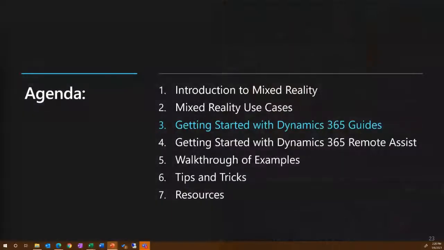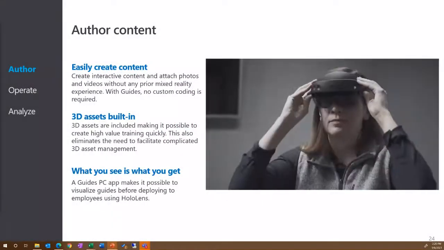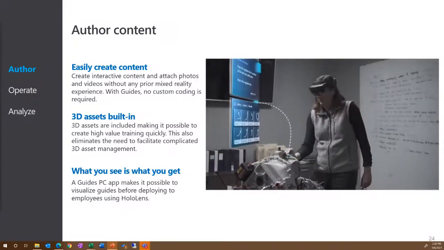So what I want to do is switch gears again, and we're going to take a look at how you can get started with Dynamics 365 Guides. There are kind of three basic steps that you'll go through. The first step is authoring, then we'll take a look at operating, and then analyzing.